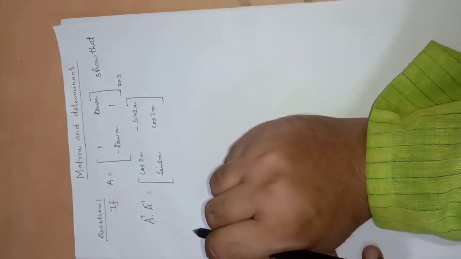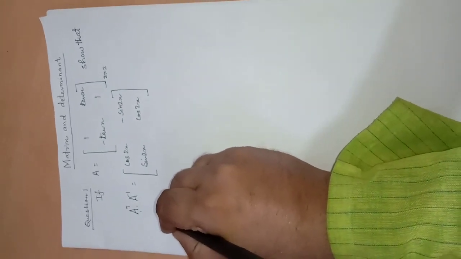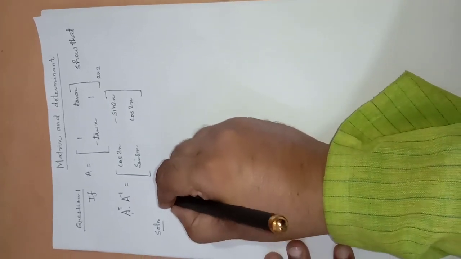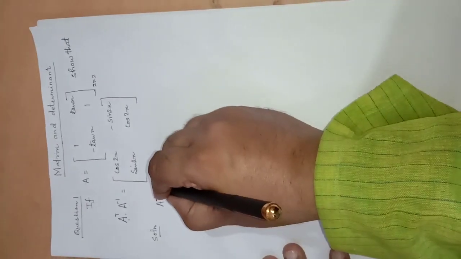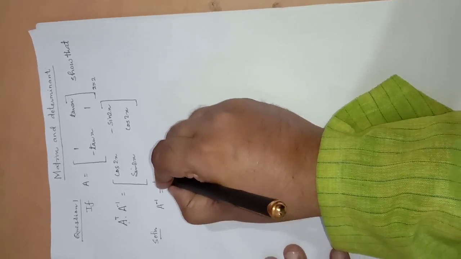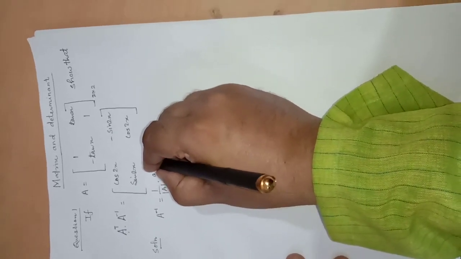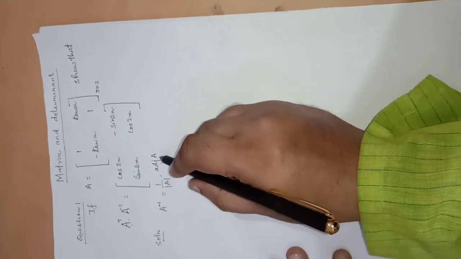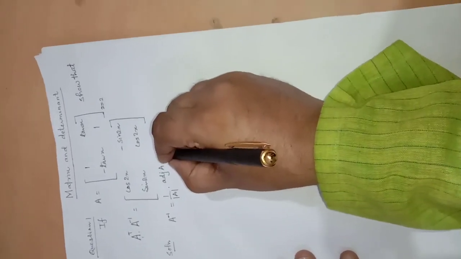sin 2x cos 2x. First of all, in the solution, we will find the inverse of the matrix. As we know, the inverse of A is equal to 1 divided by the determinant of the matrix into the adjoint of the matrix. And we know what the adjoint of the matrix is.